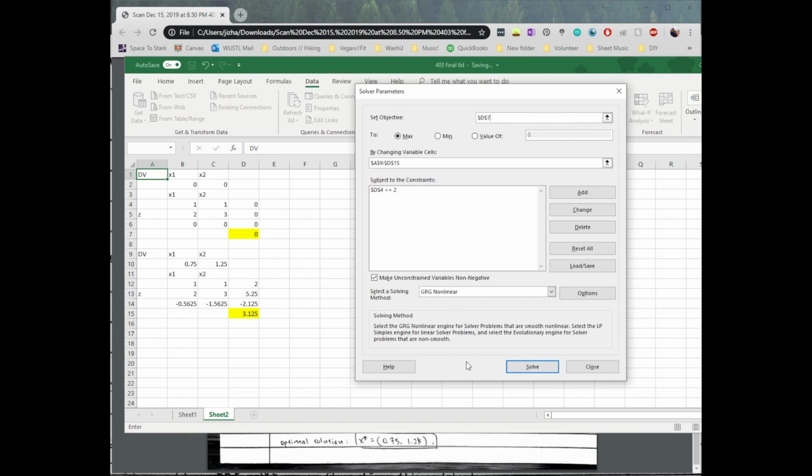And then once you click solve, it turns out this other really nice little table. And as you can see here, the optimal solution for x is, again, indeed, 0.75 and 1.25. And our z optimal is also confirmed. It's 3.125. And that's all for problem 6. Thanks.